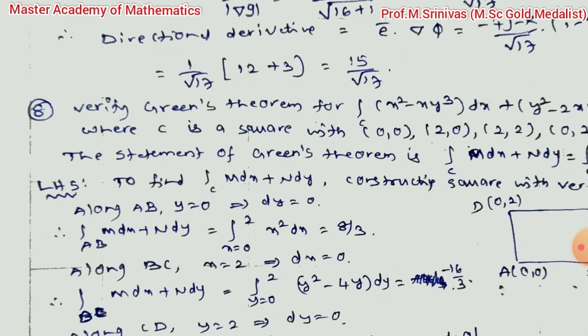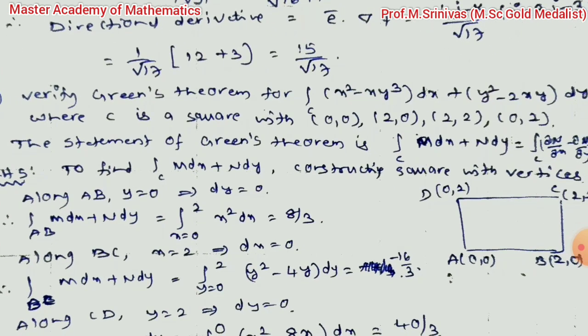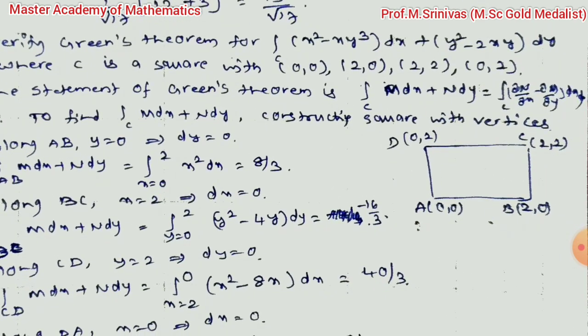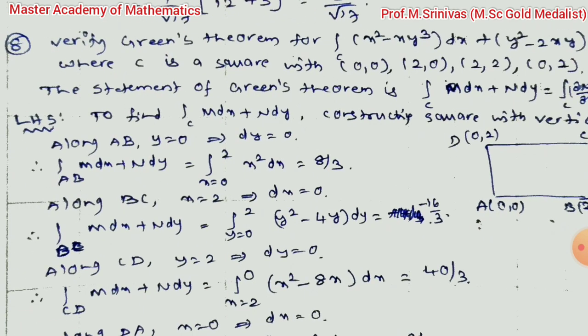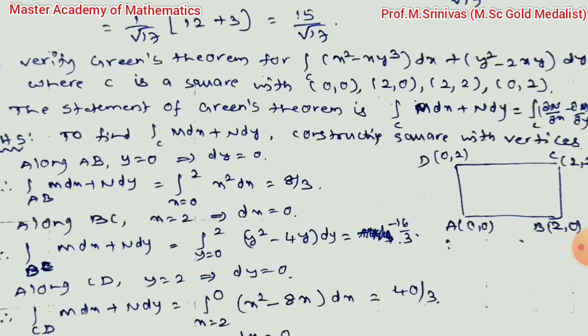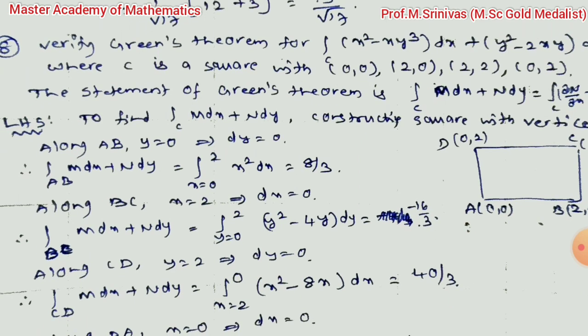First I am calculating the left hand side. In the left hand side only one integral is there, but in order to get the single integral as per your given square vertices, I am constructing the square. The points are denoted by A, B, C, D. Along the line AB, y is constant and equal to 0, so dy equals 0. Substituting in m dx plus n dy, the integral becomes x changing from 0 to 2 of x square dx. The final answer is 8 by 3.